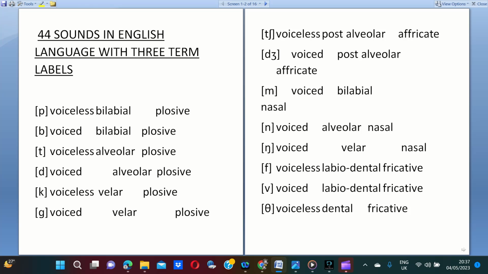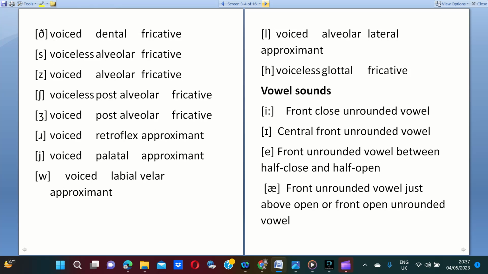ch, j, m, n, ng, f, v, th, dh, s, z, sh, zh, r, y, w, l, h.